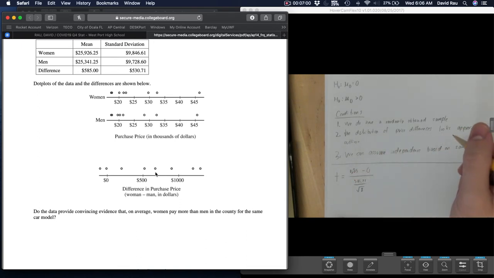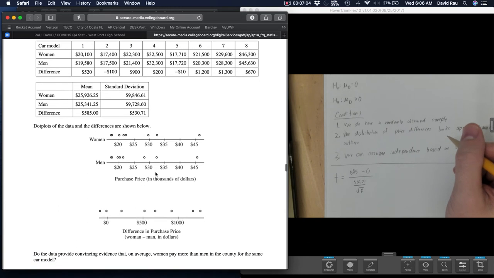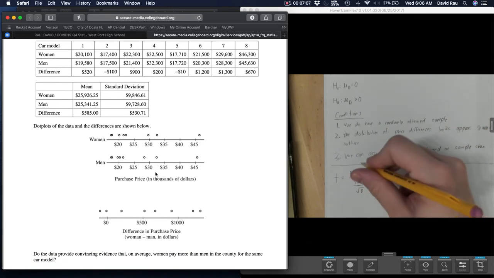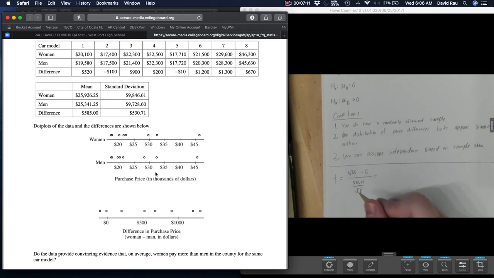So be careful about that. We had 8 different vehicles. So super important thing to notice there. It's not just your typical standard deviation. There are 8 vehicles that make up that standard deviation. So be very, very careful about that.